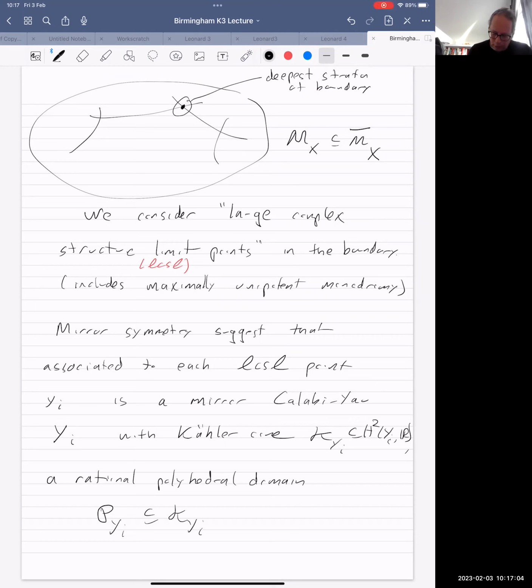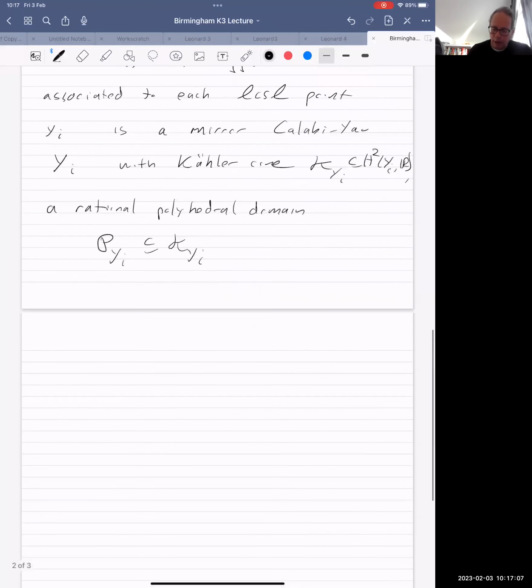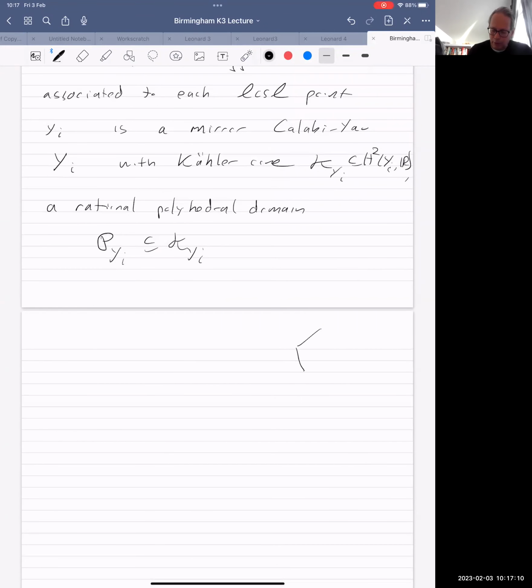And in general, the Kähler cone could be something awful. It could have some straight parts. There could be some limit points for edges. There could be some round bits. The Kähler cone can be something that's truly awful, but we should be able to find inside here a rational topological cone. This is K_{Y_i}, and this is P_{Y_i}. And this rational topological cone should be a fundamental domain.